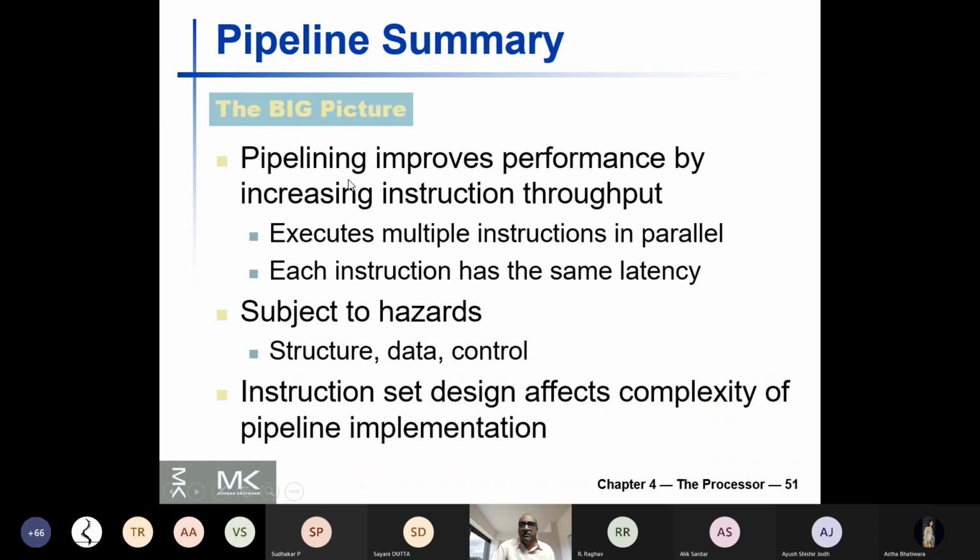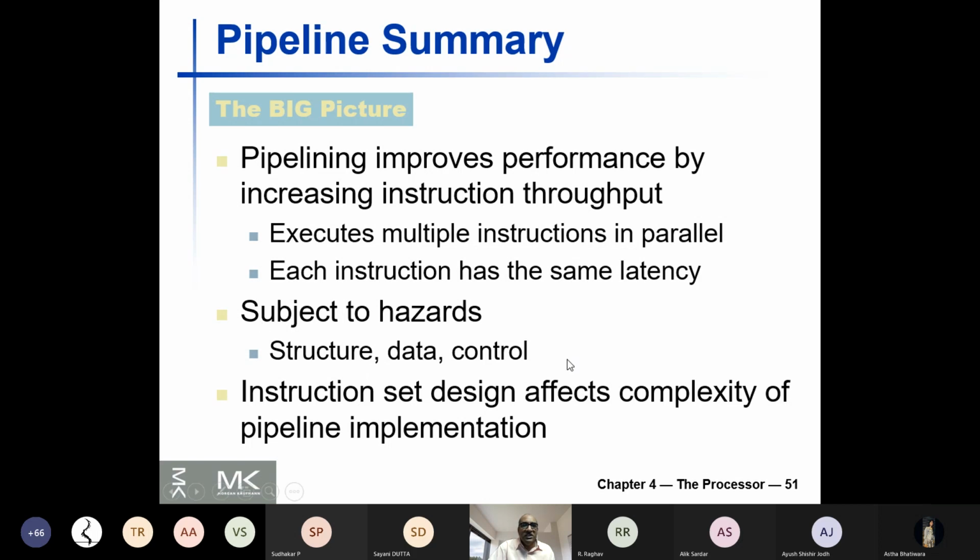So we have seen that the pipeline improves performance by increasing the instruction throughput, as we have seen that performance depends upon the instruction throughput. It executes multiple instructions in parallel, but each instruction takes the same latency. That means the instruction execution time remains the same; all instructions take the same amount of time. But as the throughput increases, almost like we are feeding an instruction for every pipeline stage duration, we can see that much improvement in performance.